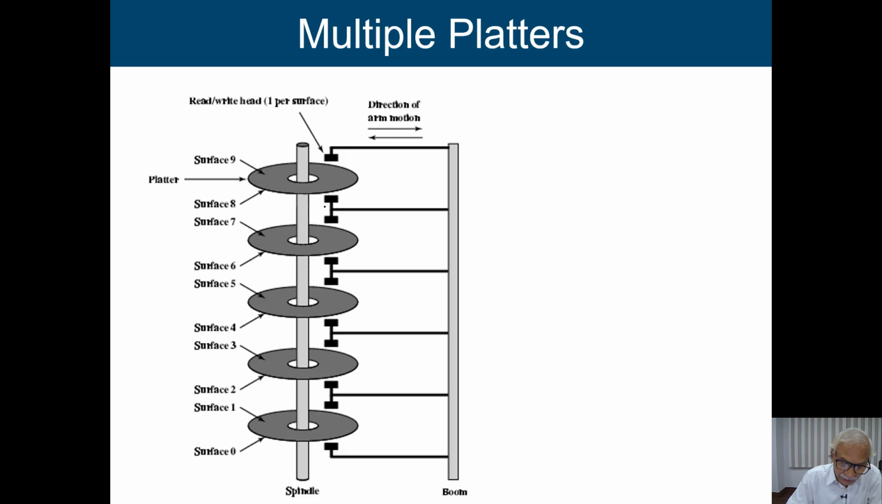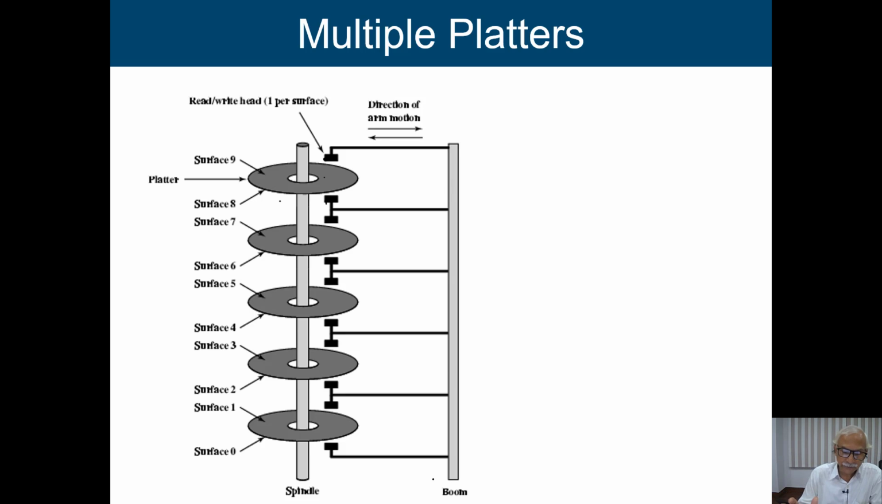In this particular case, we are going to store information on both sides. That is why we have surface 0, surface 1, and so on; total so many surfaces. So 0 to 9, total 10 surfaces, which means 5 platters. For every surface we have a dedicated read-write head. These are the read-write heads, and they are mounted on particular arms.